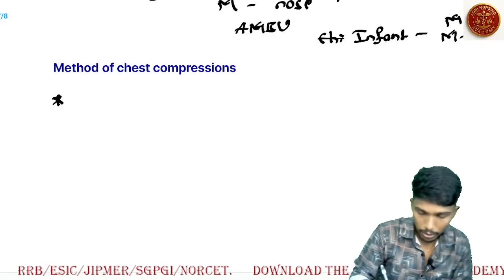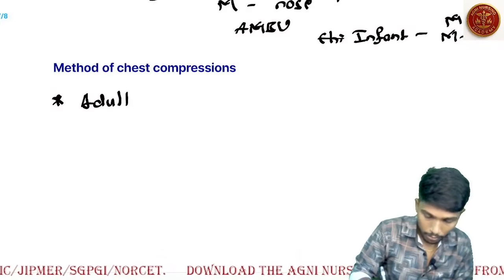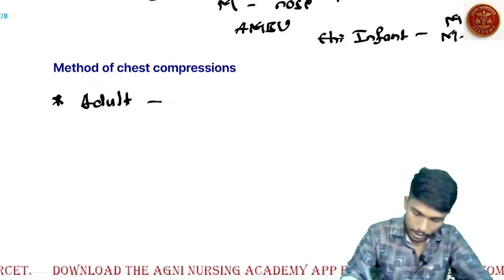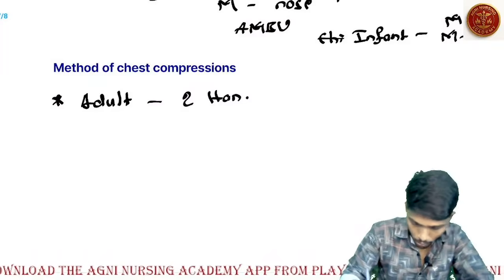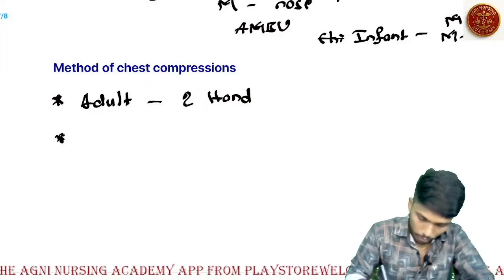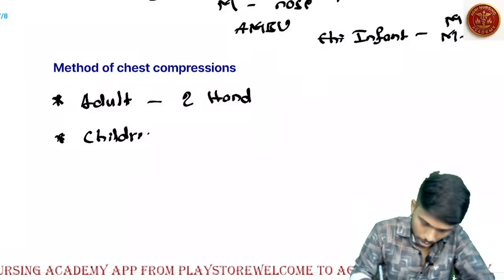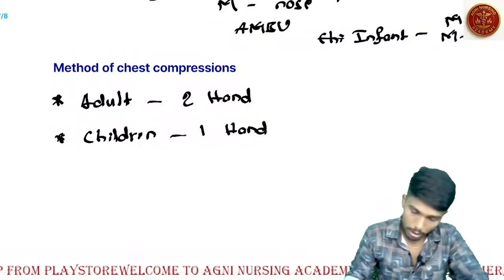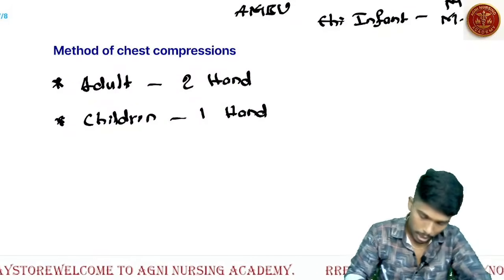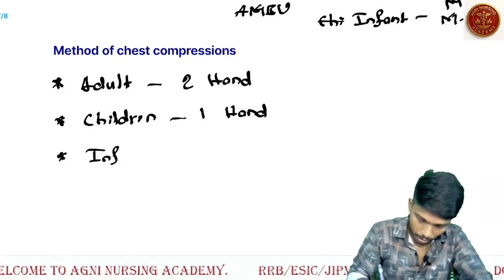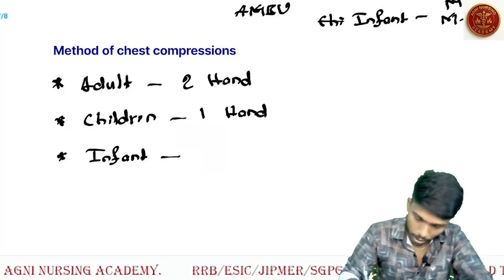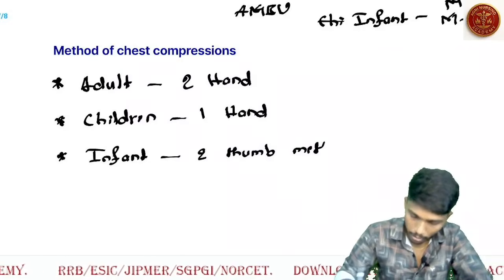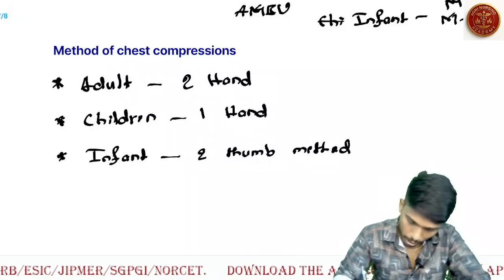Then methods of chest compressions. How to give the chest compression for adult? For adult we have to use both hands by locking the hands. Two hand method. For children we have to use the one hand method. We have to push the children's chest. Then coming to the infant, there are two types in the infant. Two thumb method and a two finger method.